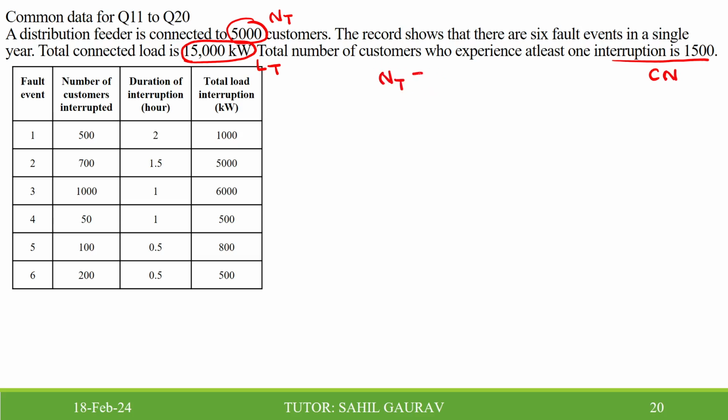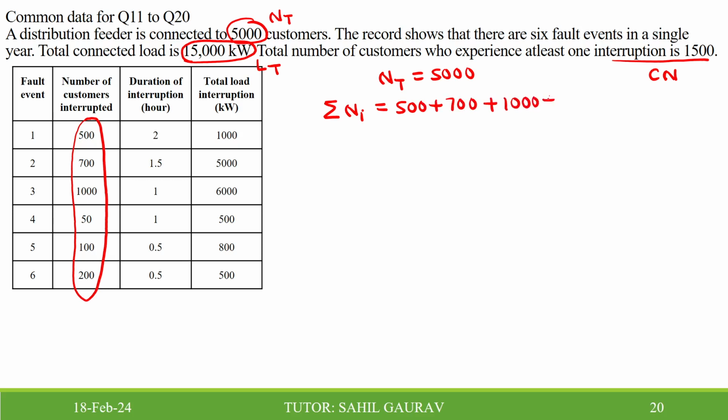So NT we are given as 5,000. Now we can find sigma NI, that is the total number of customer interruptions. You have to just add all these values, the number of customers interrupted. So it is 500 plus 700 plus 1000 plus 50 plus 100 plus 200. So it will give you 2550, and CN we are given as 1500.